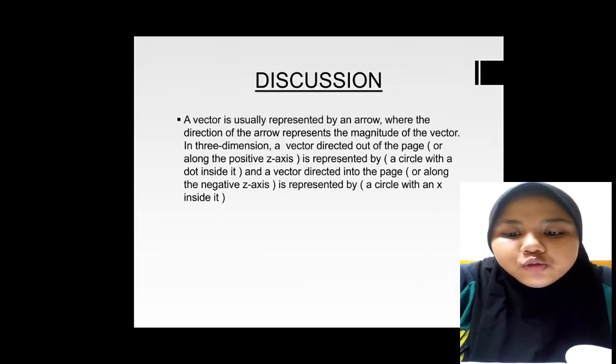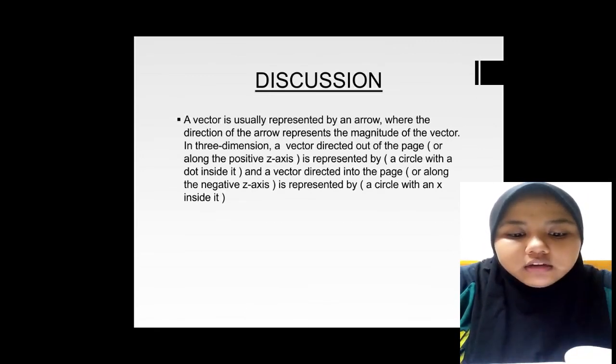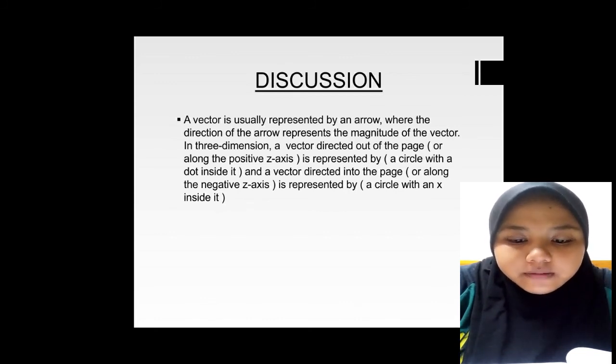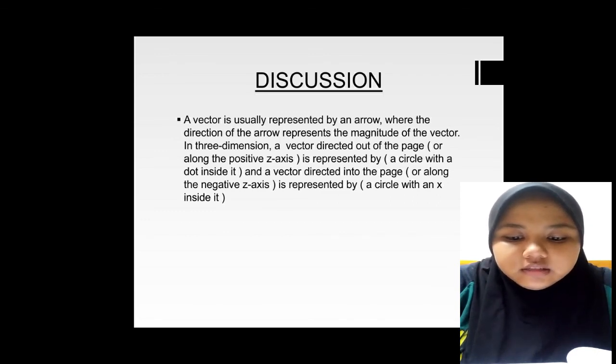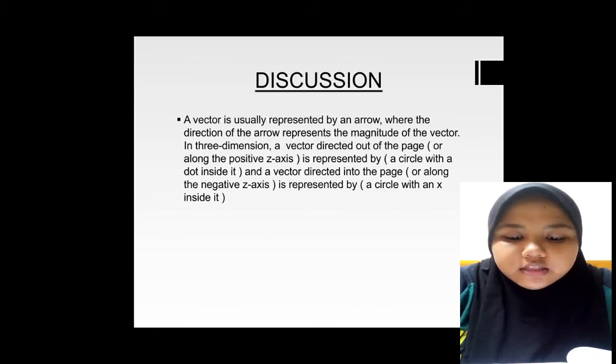A vector is usually represented by an arrow, where the length of the arrow represents the magnitude of the vector. In three dimensions, a vector directed out of the page or along the positive z-axis is represented by a circle with a dot inside it, and a vector directed into the page or along the negative z-axis is represented by a circle with an x inside it.